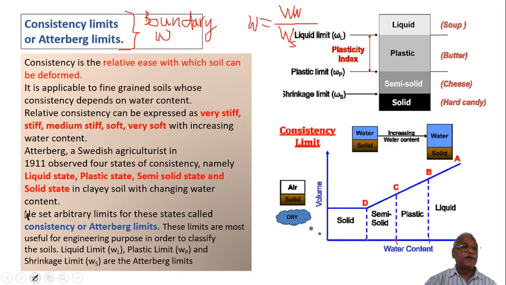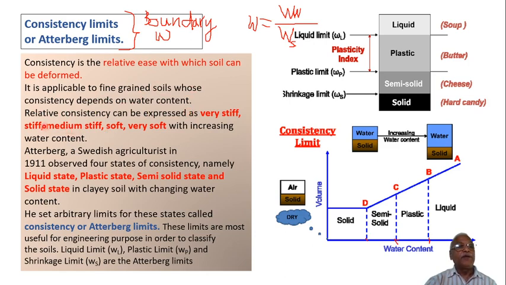Further we'll read. It is applicable to fine grained soils. I have told you. For coarse grained soils, when the particle is larger, like sand or gravel, you cannot mix the water and then make it into a paste, right? It will not be plastic. So consistency limits or Atterberg limits are not defined for coarse grained soils. Obviously they are defined for fine grained soils, right? It depends upon the water content.